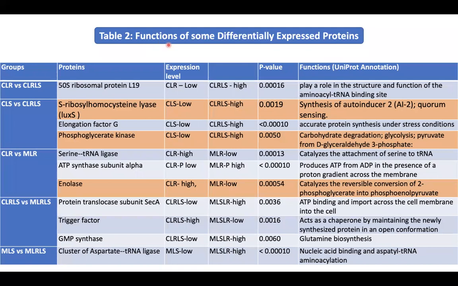Importantly, we were able to identify some important differentially expressed proteins, especially those that vary when the isolates were co-cultured and when they were singly cultured. Like S-ribosylhomocysteine, which is LuxS, was higher in the co-culture compared to the single cultures. This forms a vital aspect of my thesis, because with this I was able to see one of the mechanisms by which these two isolates interact or crosstalk when they're in a co-culture, and that is through what we call quorum sensing, by the secretion of autoinducer 2.